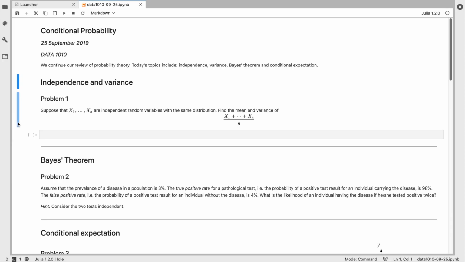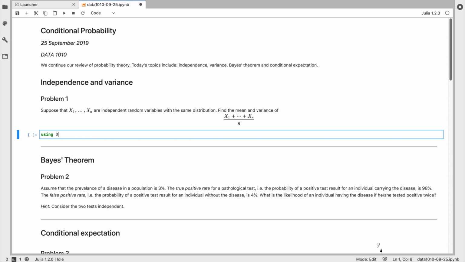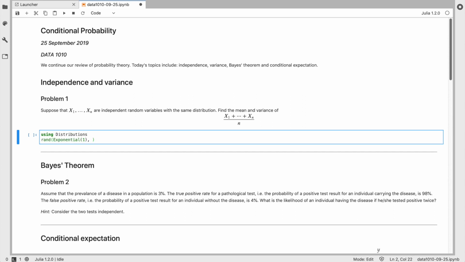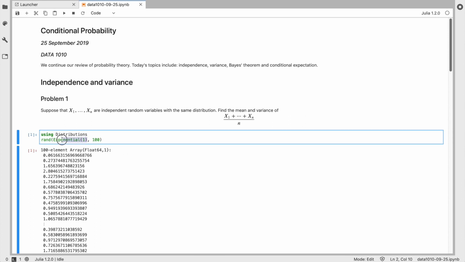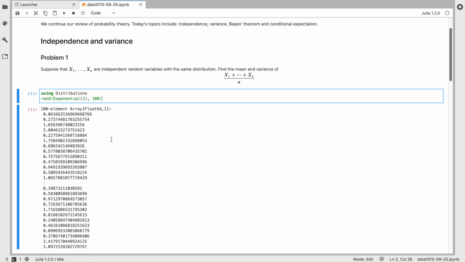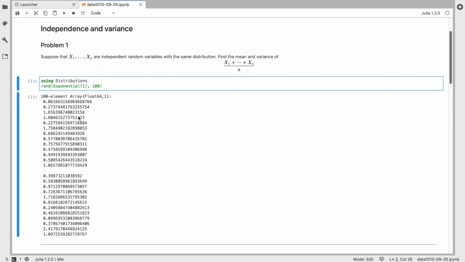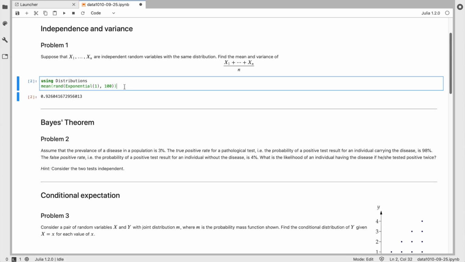So in problem 1, we're asked to find the mean and variance of an average of random variables. So to get a sense of what's going on, let's simulate some random variables. So here we're simulating 100 independent draws from the exponential distribution with parameter 1, which is just some probability distribution. So we get 100 values here, and you can see, some are quite small, others are larger. There's quite a bit of variance here. If we take the mean of such a sequence, and we do this repeatedly, then the answers are going to be closer together.